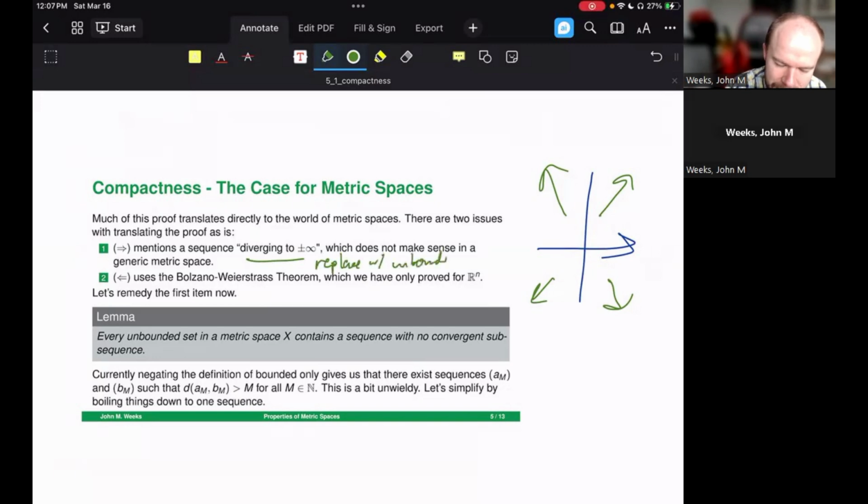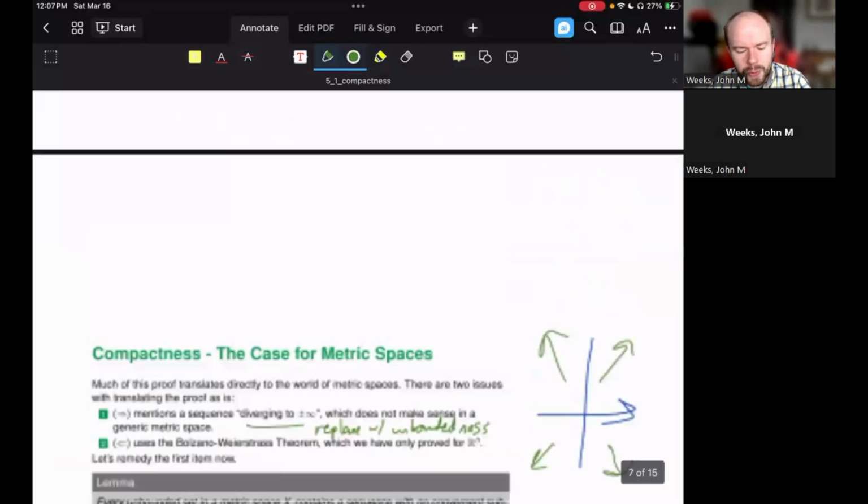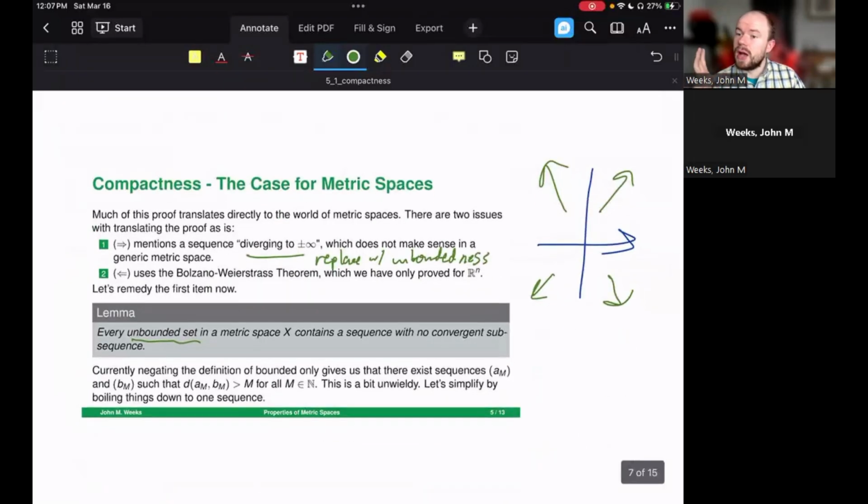In fact, if you have something that is unbounded, then maybe I could think of an unbounded set in terms of a metric space and start working with it that way. And that's exactly what we're going to do in this lemma: show that we can replace sequences that diverge to infinity or negative infinity, like in our 0 to infinity example, with just unbounded sets and show that these sorts of things still work. The other point is going to be a little bit trickier.